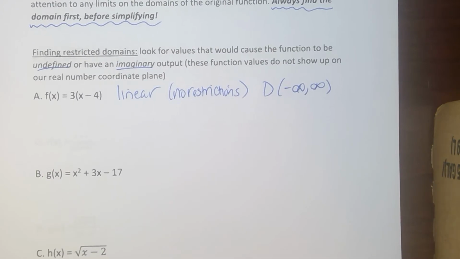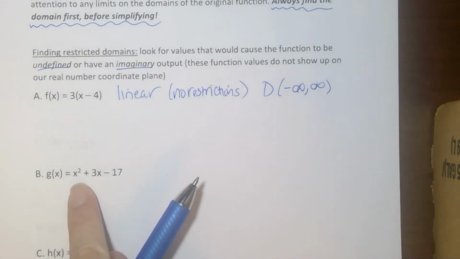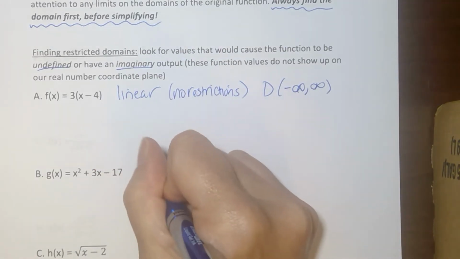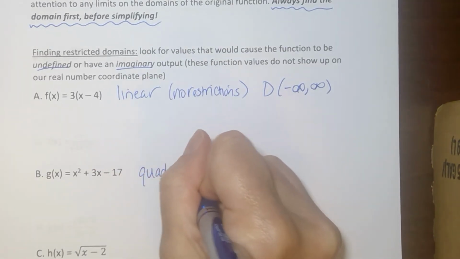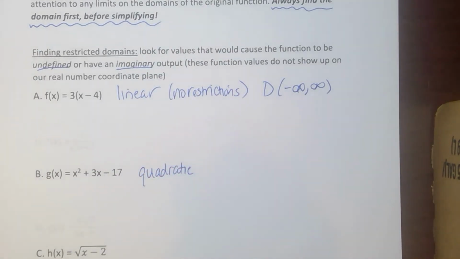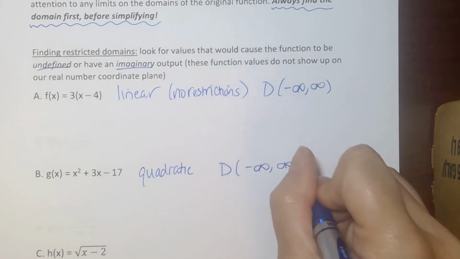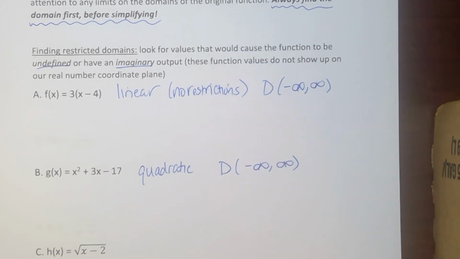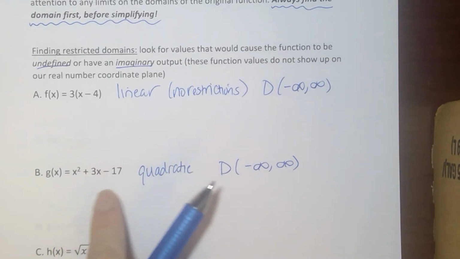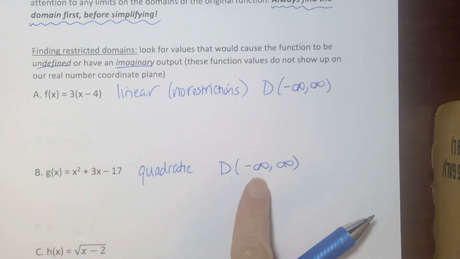What about b? What type of function do we have for b? Well, it's a squared function, degree 2, so it's quadratic. We know what the graph of a quadratic function looks like. It's a parabola. The domain of our quadratic function is also always all real numbers. That doesn't change no matter what transformations we have done, so we know we don't have any restrictions on our domain.